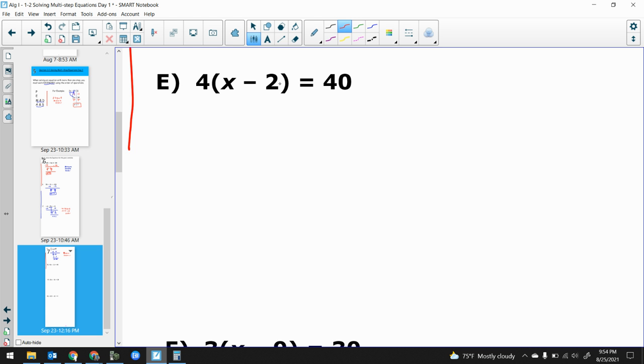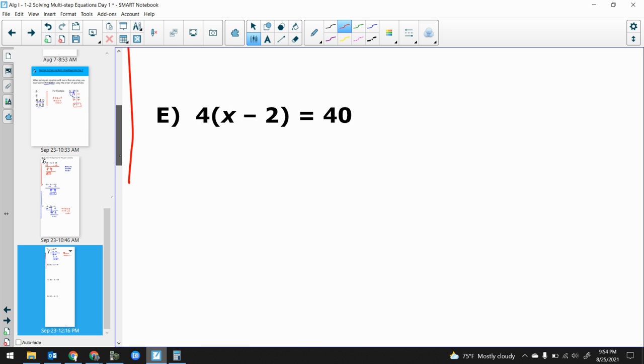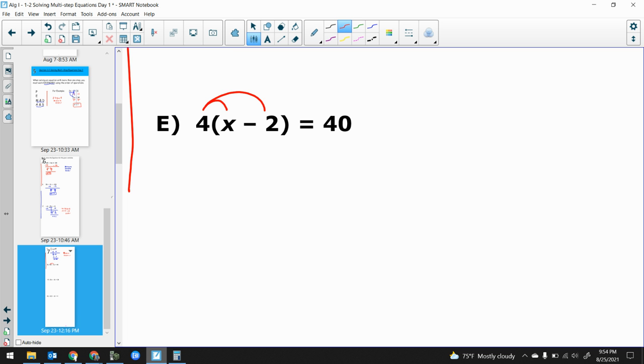Okay, so now I see a little bit of simplification that I can do. What does that mean? That means that I have some distributive property that I can do before I start solving. So whenever you have something that you can simplify on either side, that's what you want to do first. So the first step here is to simplify, then use reverse order of operations to solve.